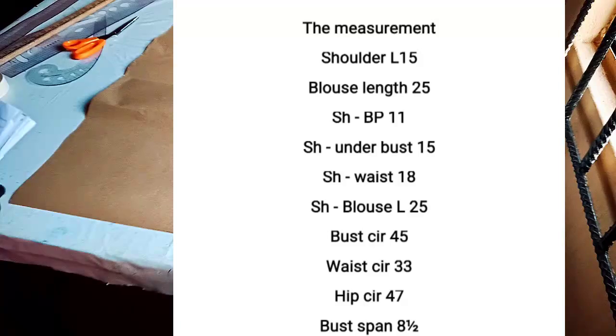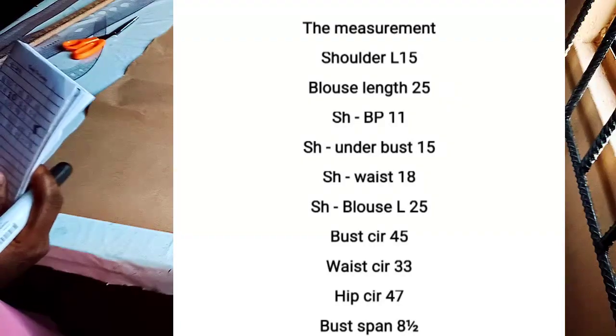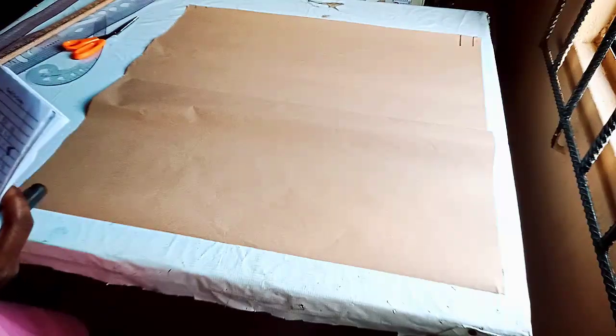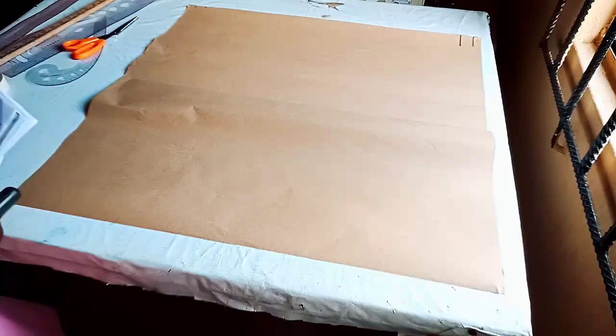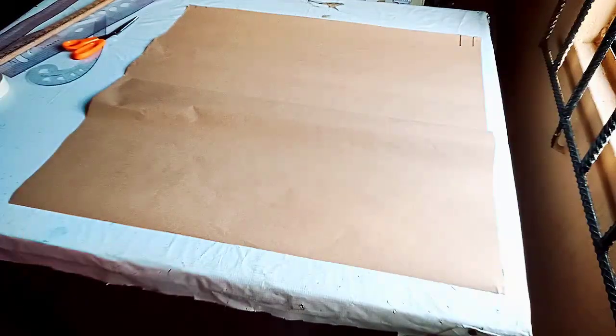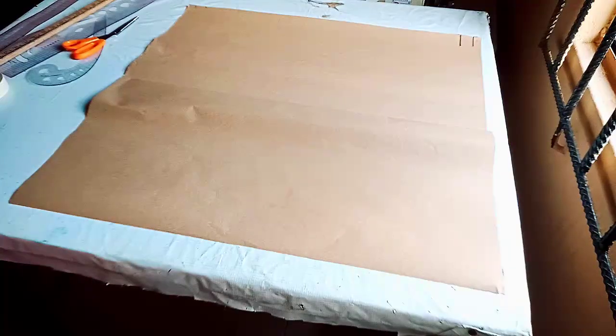The measurements we'll be using: bust circumference 36, shoulder to bust point 10, under bust circumference 30, shoulder to under bust 14, waist circumference 33 and a half, shoulder to waist 18, shoulder 15, full length 25, hip circumference 43.